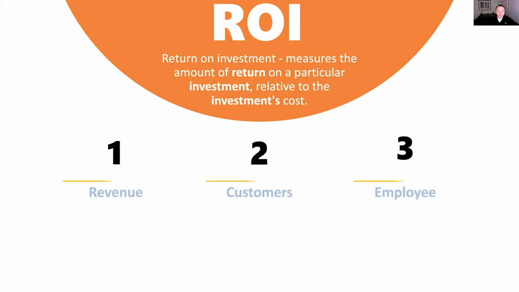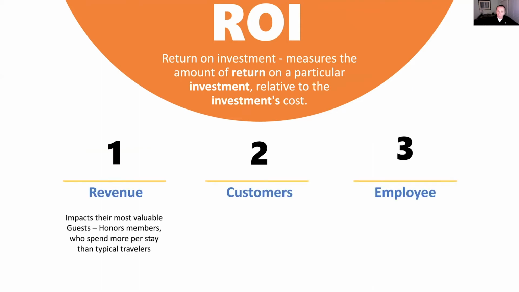To start out, let's talk about revenue. Hilton rolled the digital key program out to their Honors members. Those are their most valuable guests. On average, they spend way more on a stay than an average traveler. So you've got to make that guest happy, and that definitely reflects on revenue. If it's poorly trained and poorly rolled out, then you're going to impact that bottom line.